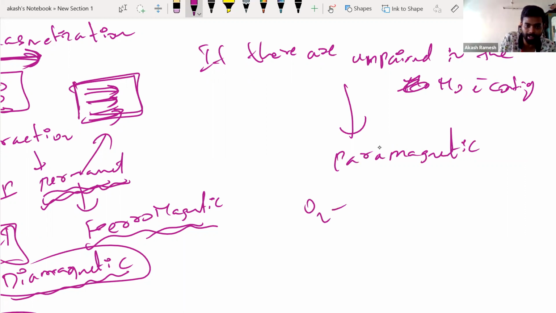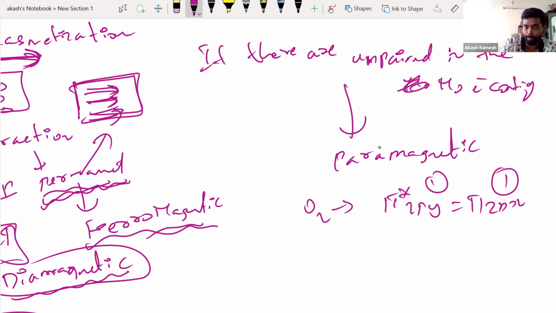So O2 is paramagnetic, is it not? Because I had pi star 2py1 equal to pi star 2px1. You can see there are unpaired electrons here. Unpaired means they should be like this. Paired means it should look like this. When all the electrons are paired, then it is going to become diamagnetic, right? Even if one of them is unpaired, that is going to make the molecule paramagnetic. Very, very simple. Just blindly you can say.